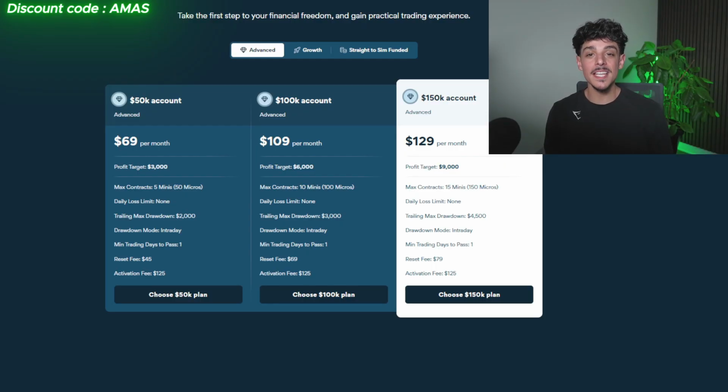Now let me go over the types of accounts they offer. Right here we have the advanced accounts: the 50K, the 100K, and the 150K accounts. The advanced accounts are accounts where you need to pass an evaluation, then pay an activation fee, which is completely different than the growth and straight to sim funded accounts. The 50K account costs $69 per month, the 100K is $109, and the 150K is $129 per month.